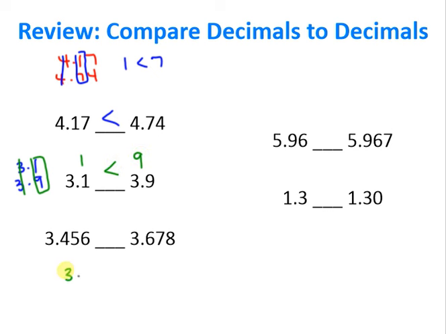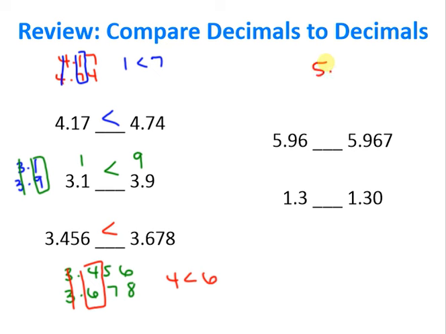Over here I have 3.456 and 3.678. The 3's are the same, but then I have a 4 and a 6. So 4 is less than 6, so that is also less than.